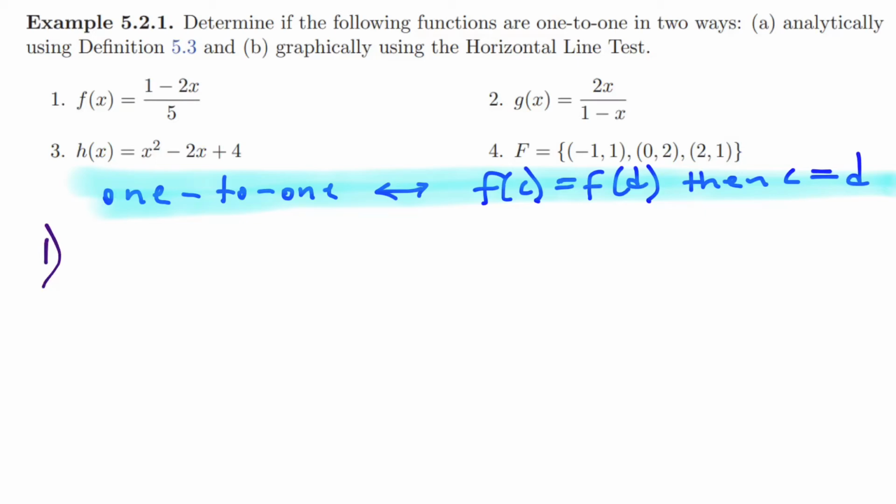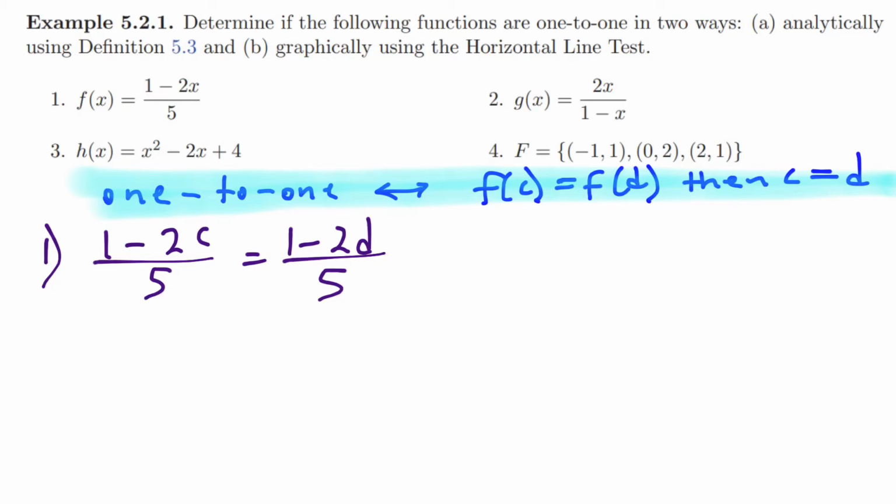So we've got f of x is equal to (1 minus 2x) over 5. So we want to use this definition here. So we're going to set up f of c and set it equal to f of d, and then back out by simplifying whether we do get c is equal to d. So f of c would be (1 minus 2c) over 5. And we're setting that equal to f of d. F of d would be (1 minus 2d) over 5. And now we're going to simplify, and we'll find out whether c is equal to d or not.